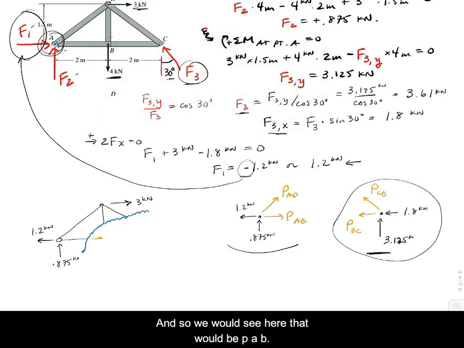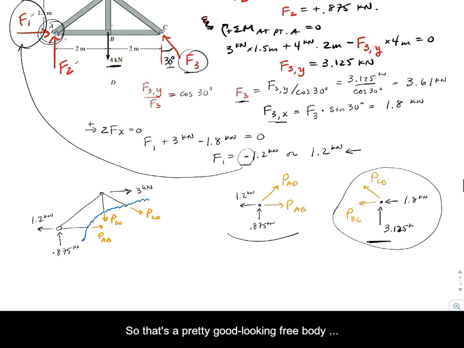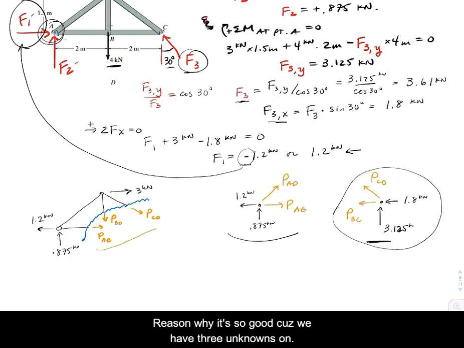And so we would see here that would be PAB. I'm going to draw it in tension. PBD and PCD. So that's a pretty good looking free body diagram as well, and we would have lots of options, but the reason why it's so good is because we have 3 unknowns on it. We could solve for those 3 internal forces.